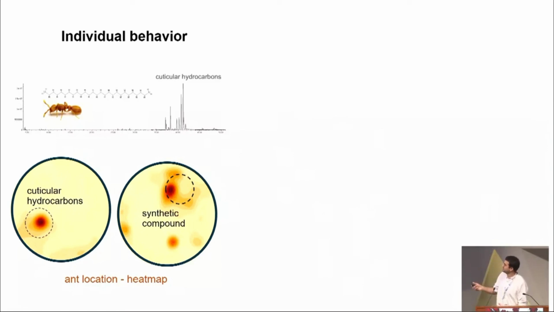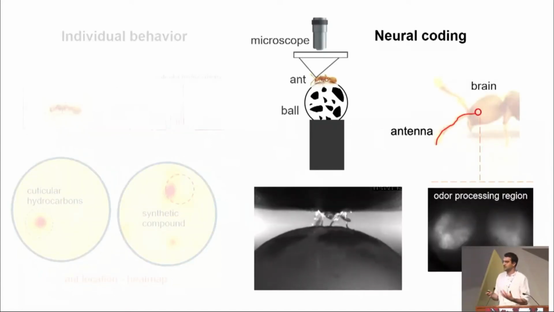We team up with chemists to identify the specific compounds involved in this, and finally I have something about how we are setting up things to study how all this happens in the ant brain, where we put an ant on a ball where she can walk and exhibit some behavior while we record her brain activity. And I believe it's poster number 12.